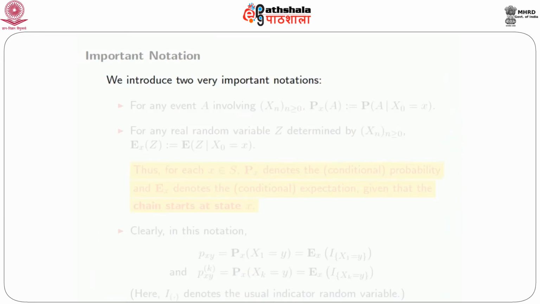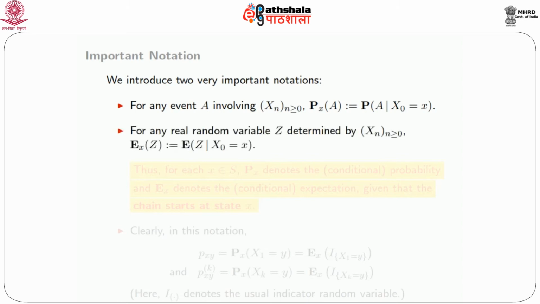Okay, now we introduce two very, very important notations which are going to remain with us throughout the analysis of Markov chains. For any event A involving the sequence Xn, we denote P_x(A) to be the conditional probability of the event A given X0 equal to x. So it's basically the conditional probability of an event A for the Markov chain, conditioned on the chain starting at x. Similarly, we talk about conditional expectation for any real random variable Z determined by the Markov chain Xn. E_x(Z) is the conditional expectation of Z given X0 equal to x.